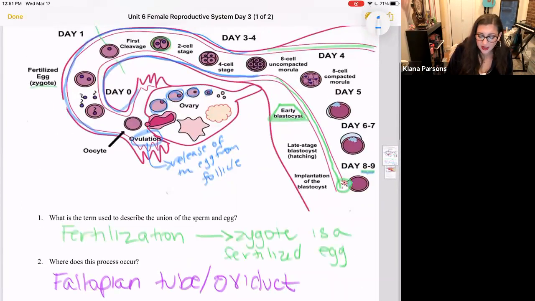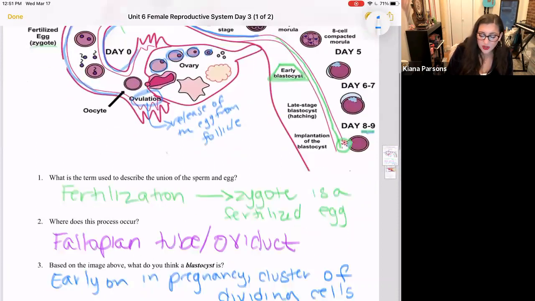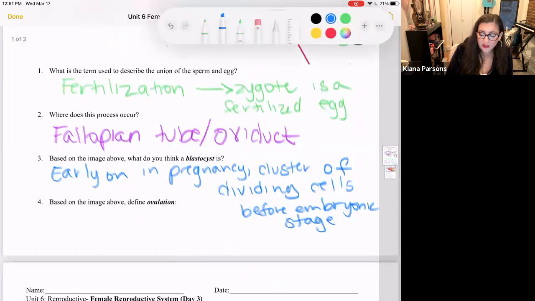So based on the image above, define ovulation, and you can see it there. What is ovulation? It is the release of the egg from the follicle.